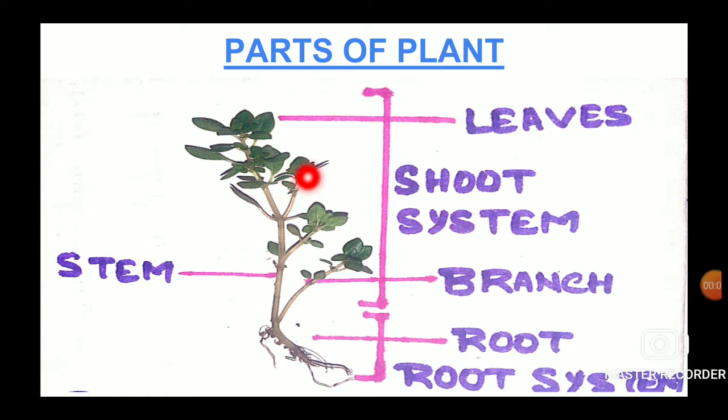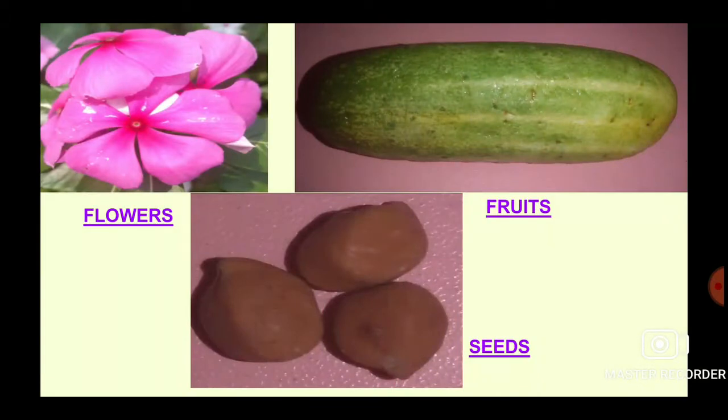Now the shoot system consists of leaves and branches, and these leaves and branches are borne on the stem. Yes. So this is our main stem, and from the stem there arise branches, and also from the branches arise our leaves. Now this plant is very young, so it does not have any flower or fruits. But we do know very well that plants do bear flowers, fruits, and inside the fruits we have our seeds as well. So we will study more about them in our next classes.